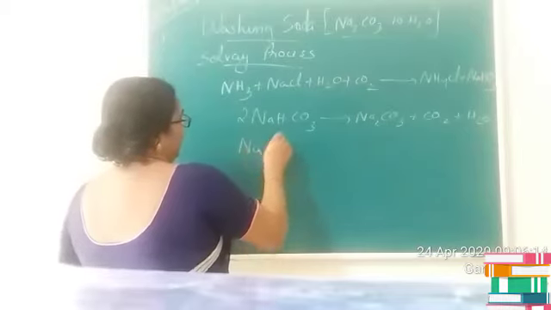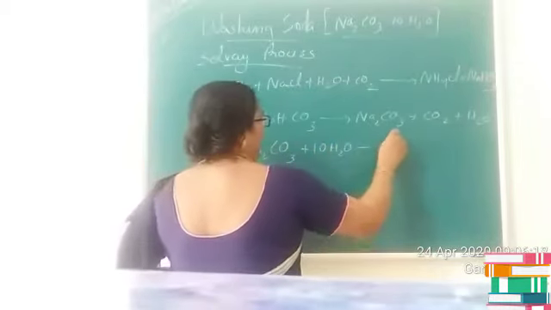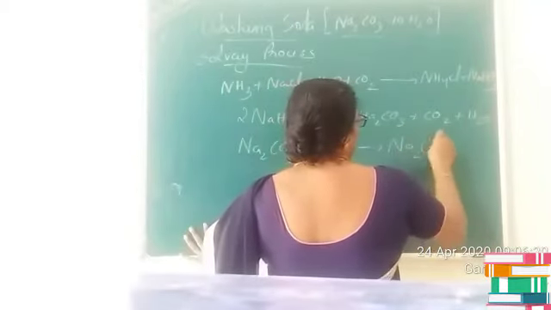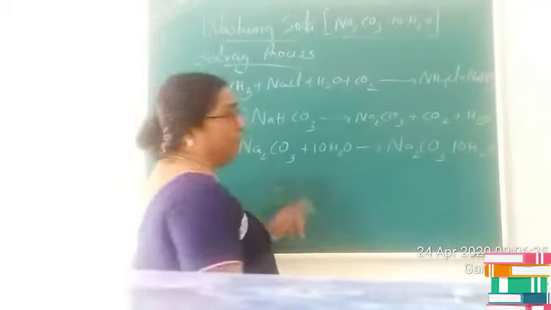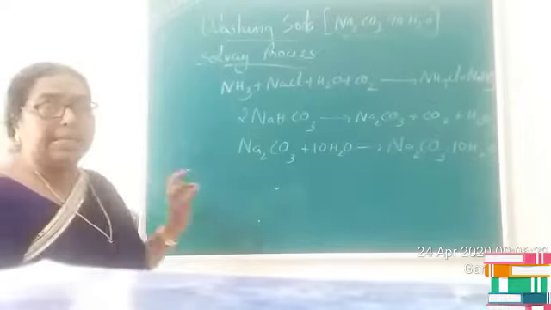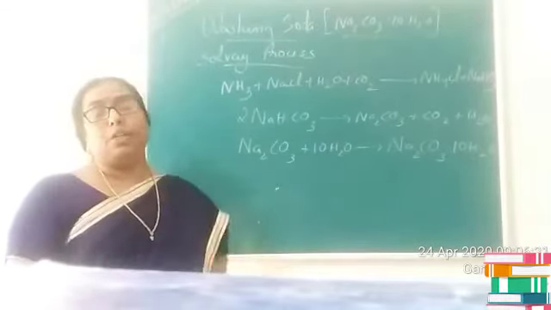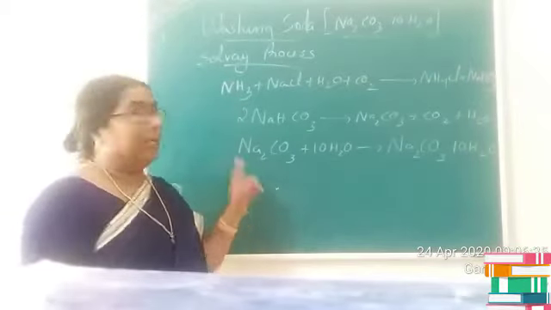Sodium carbonate combines with 10 molecules of water and you will get sodium carbonate decahydrate, that is washing soda. Is it clear, children? This method for the preparation of sodium carbonate decahydrate is termed the Solvay process.